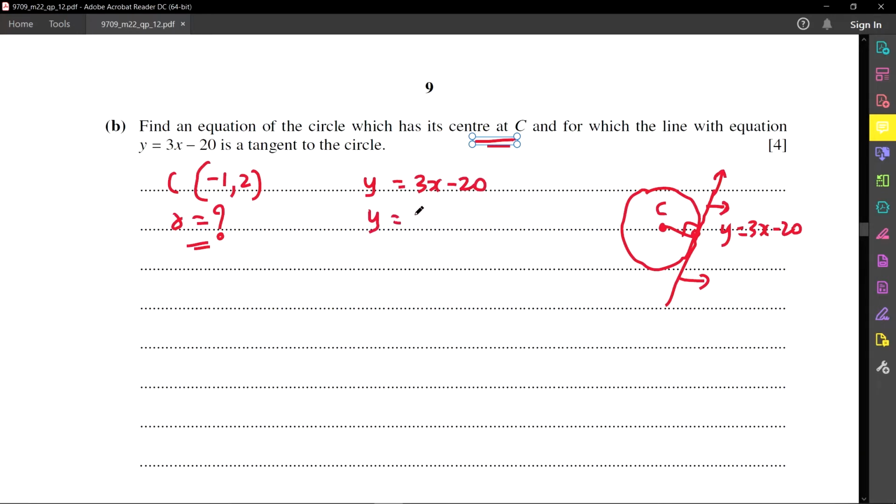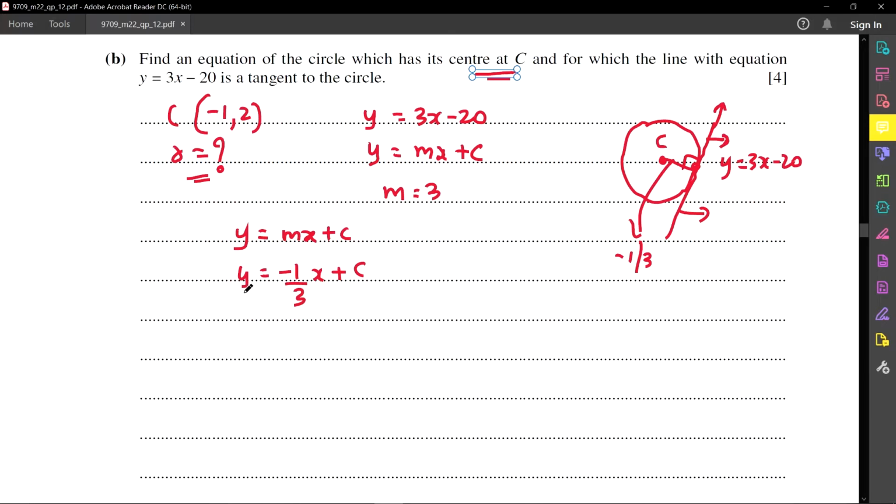Compare this to y equal to mx plus c. Your m, the gradient, is 3. Therefore, the perpendicular gradient will be negative 1 by 3. Therefore, we can find the equation y equal to mx plus c, so y equal to minus 1 by 3x plus c.